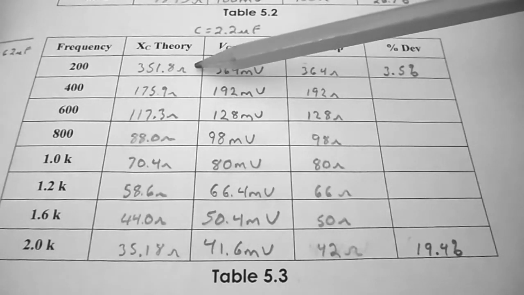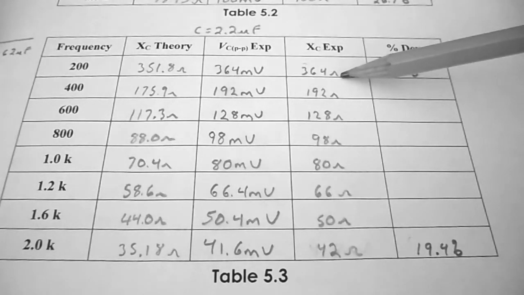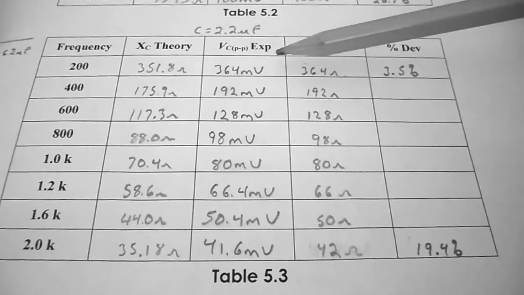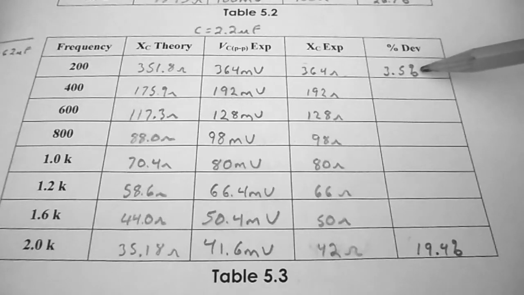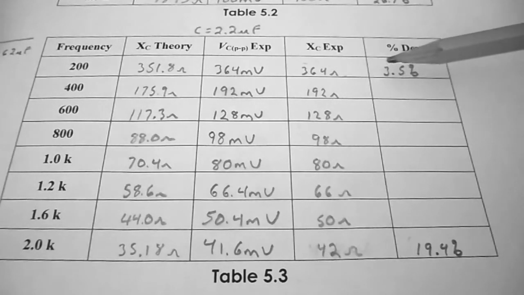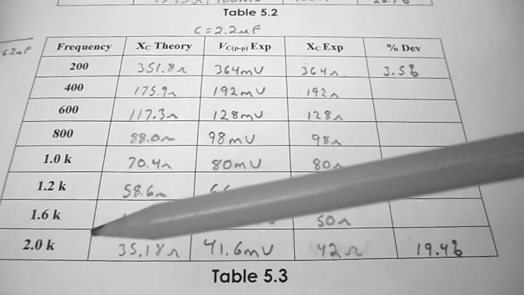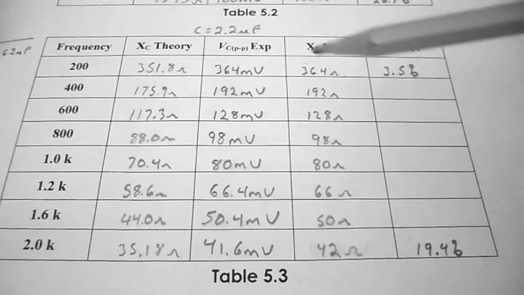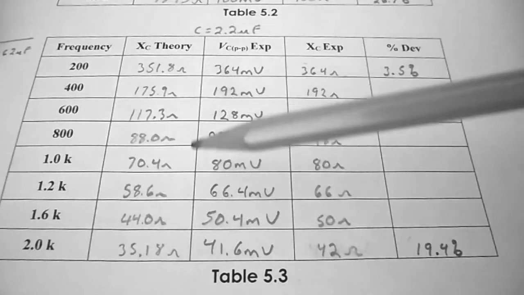I've gone in and calculated XC theory and XC experimental. And you can see we started somewhere around 350 to 360 ohms, generating a percent deviation of 3.5%. But as I increased my frequency, you can see the percent deviation increased until it was 19.4%. But the trend was correct, so I'm not too worried about these results.